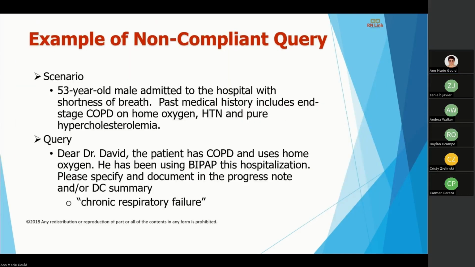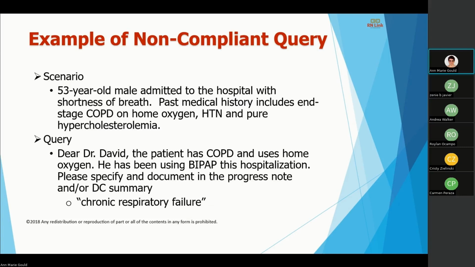All right. Okay. So this is an example of a non-compliant query. You never want to tell the doctor what to write. That's what a non-compliant query is. So the scenario is a 53-year-old male admitted to the hospital with shortness of breath. Past medical history includes end-stage COPD on home oxygen, hypertension, and pure hypercholesterolemia.